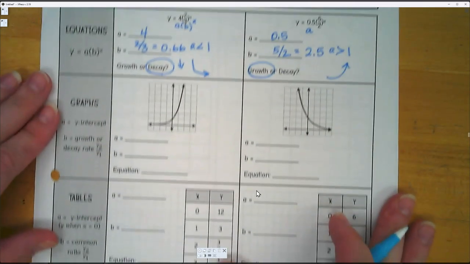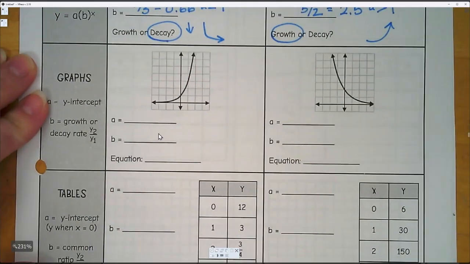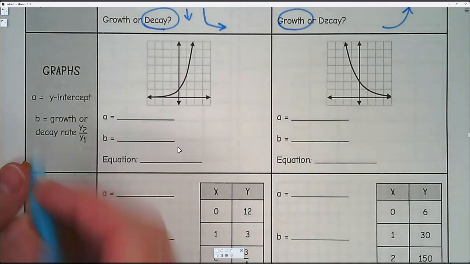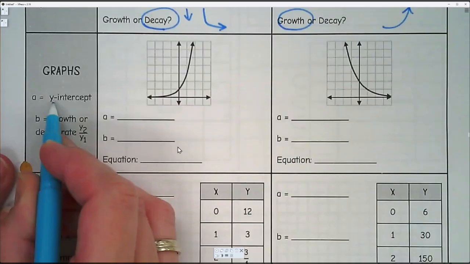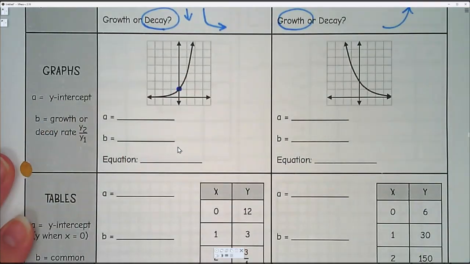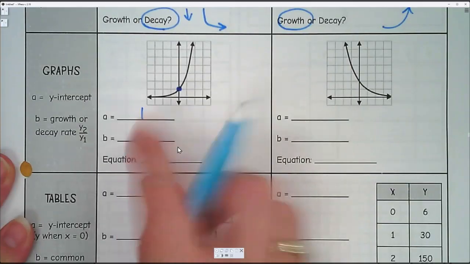All right, let's look at some graphs. So same sort of thing here, except we're going to be looking at the a value and the b value and trying to write the equation. So the a value is the y-intercept. It's the starting value. So I can see in my first graph, the y-intercept here is just 1. That's easy to find. And in order to figure out the b value, I just need another point.